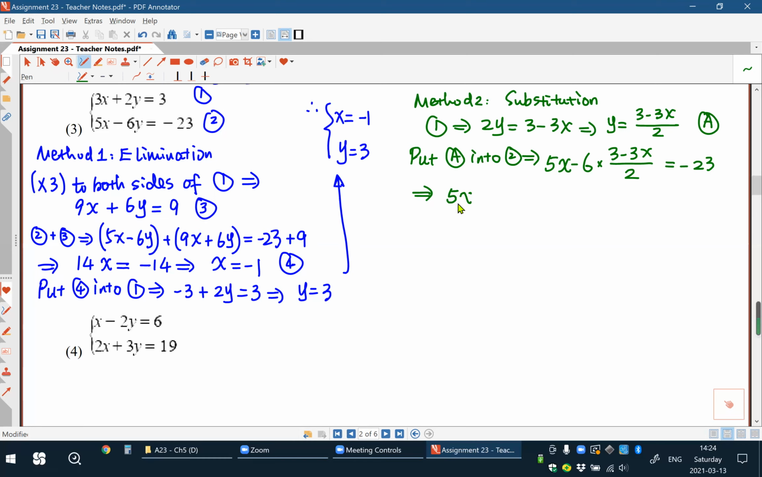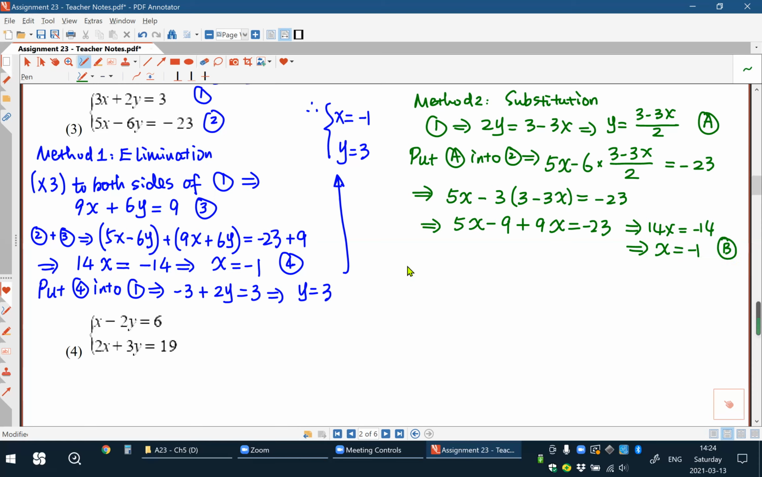Okay, 5x, copy that, minus 6, cancel with 2 is 3, right? 3 times 3 minus 3x. Okay, do it slowly, one step at a time to avoid confusion with the signs here. Next, 5x minus 9. Again here, pay attention to the sign. Minus, minus, you will get a plus sign, right? Plus 9x equals minus 23. And this, you will get 14x equals minus 14, right? This means x equals minus 1.